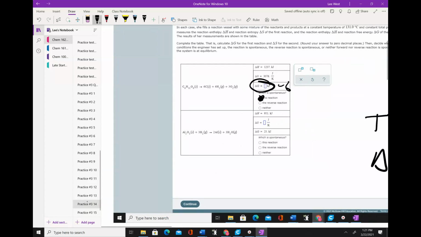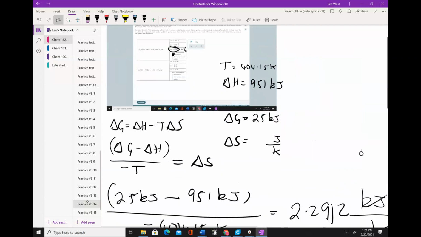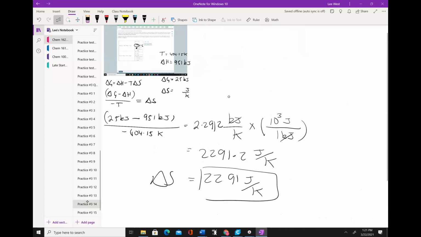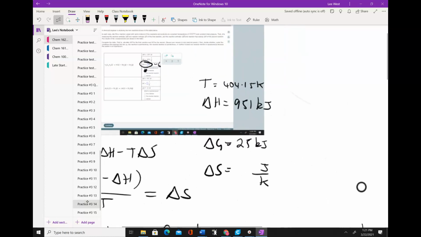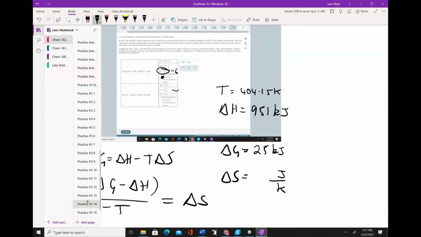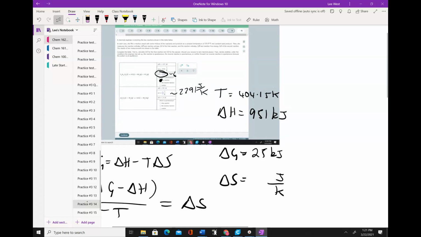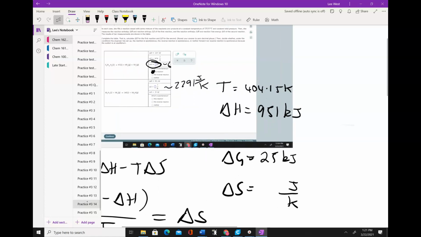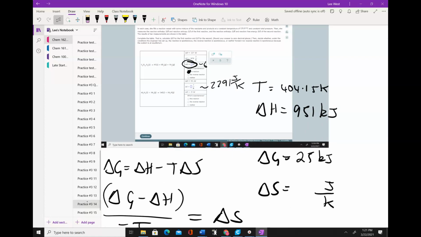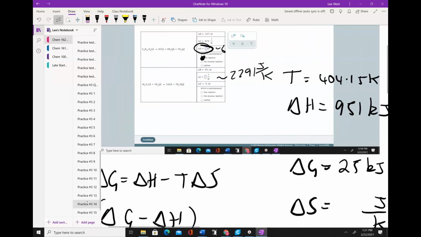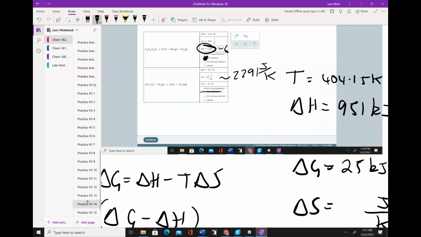That's reasonable, okay, that makes sense. All right, so what was our answer? With the correct units, it was 2,291 joules per Kelvin for the delta S. And then what is spontaneous? This reaction, the reverse reaction, or neither? Well, that reaction is not spontaneous because it is delta G positive. But if I flip the reaction, then the delta G would be negative 25, so that means that the reverse reaction is spontaneous.